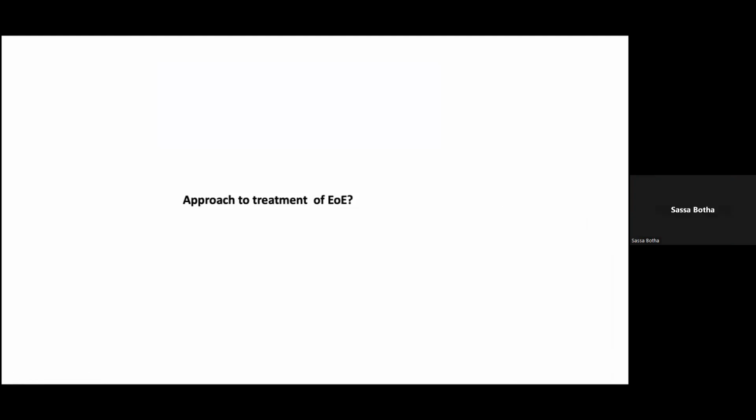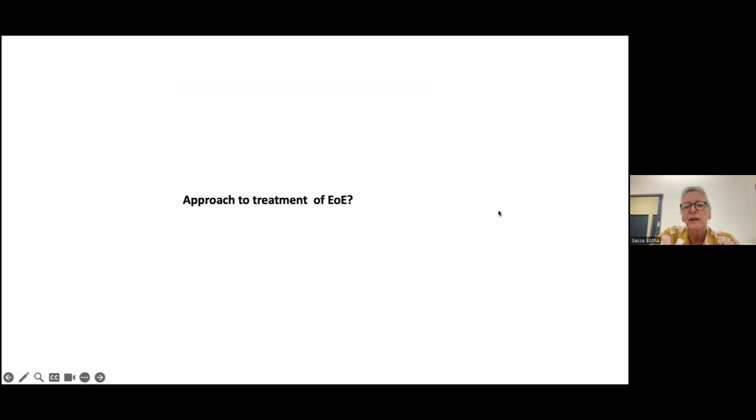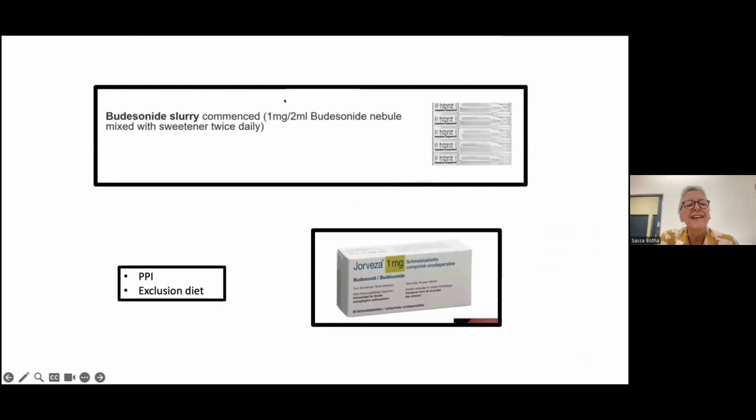I just want to make one point after we've done the approach to EOE treatment. Oh, sorry, I've given it away. Well, you might as well just comment on it. So they group it: people try a PPI first, because the PPI has anti-inflammatory qualities as well. And the exclusion diet, you could try that, but it's better to actually use budesonide.